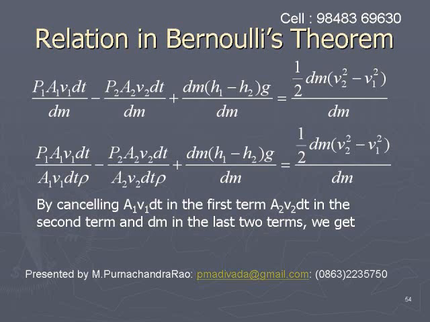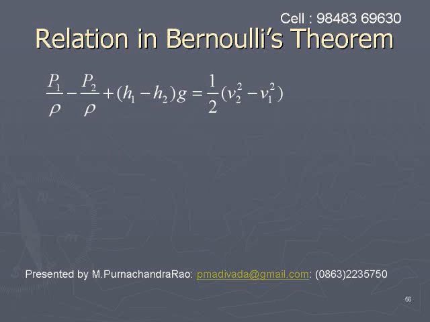By cancelling A1 V1 dt in the first term, A2 V2 dt in the second term, and dm in the last two terms, we get P1 by rho minus P2 by rho plus (H1 minus H2) into g is equal to half into (V2 square minus V1 square).